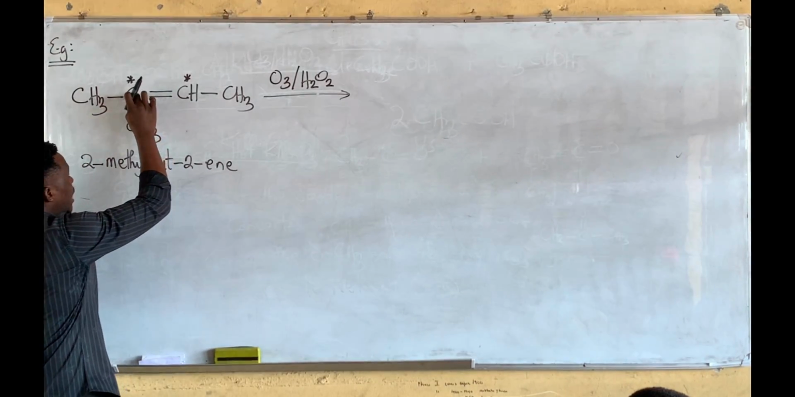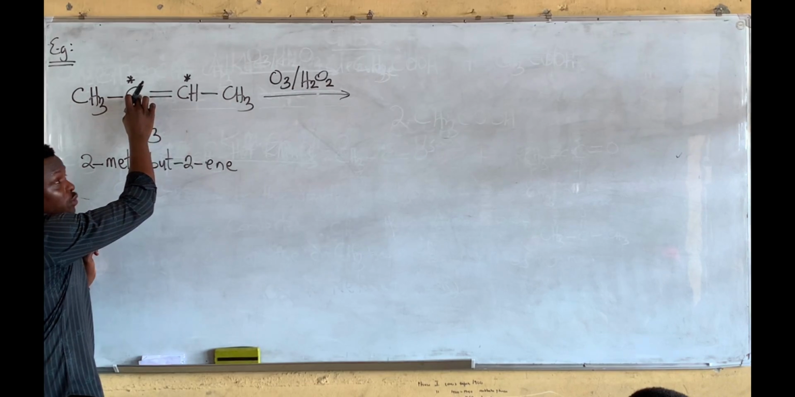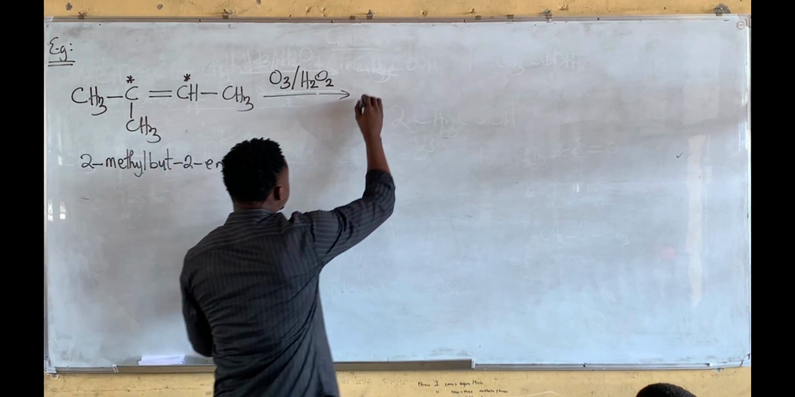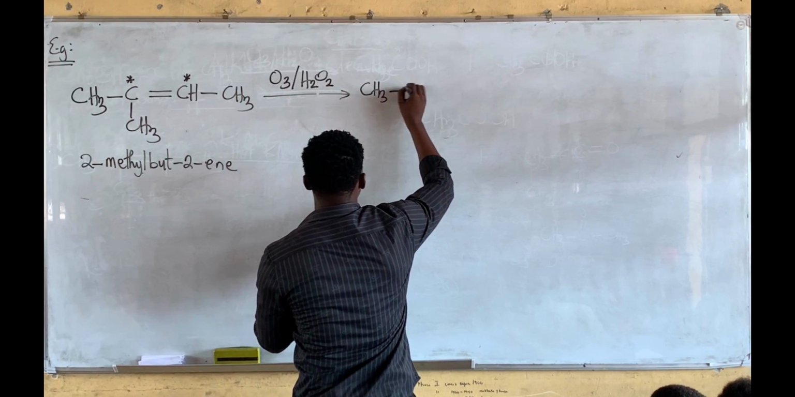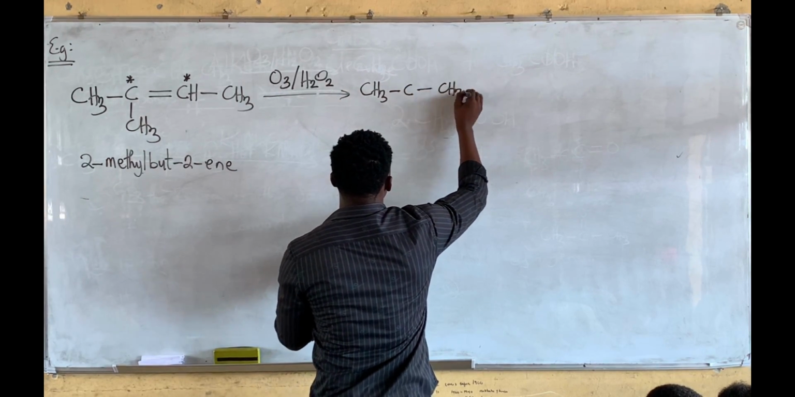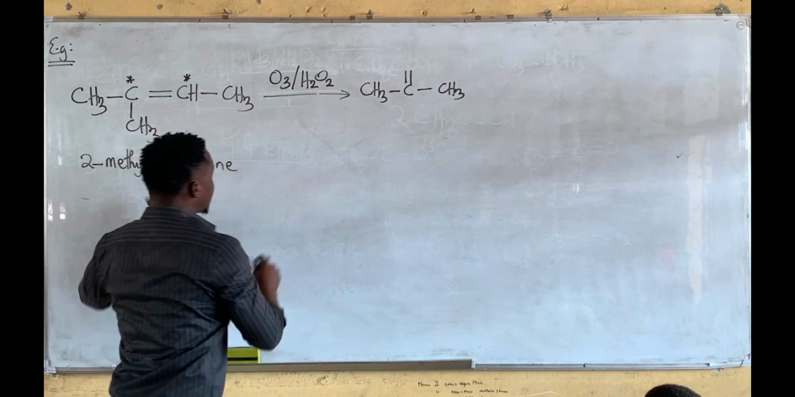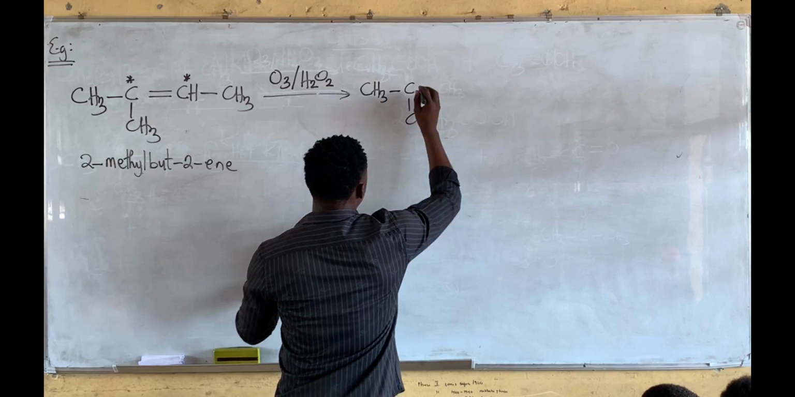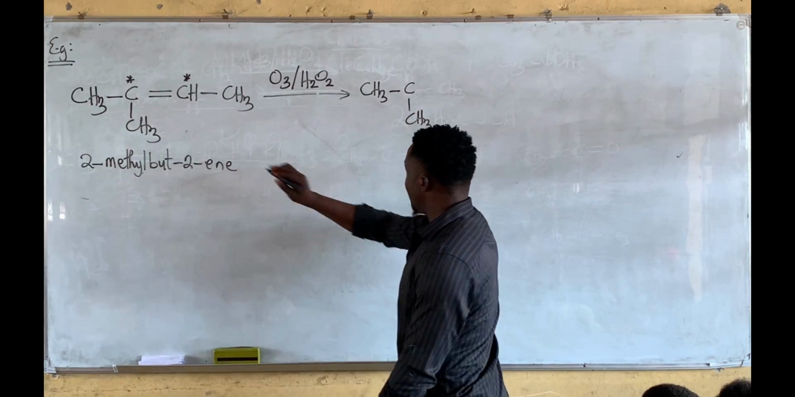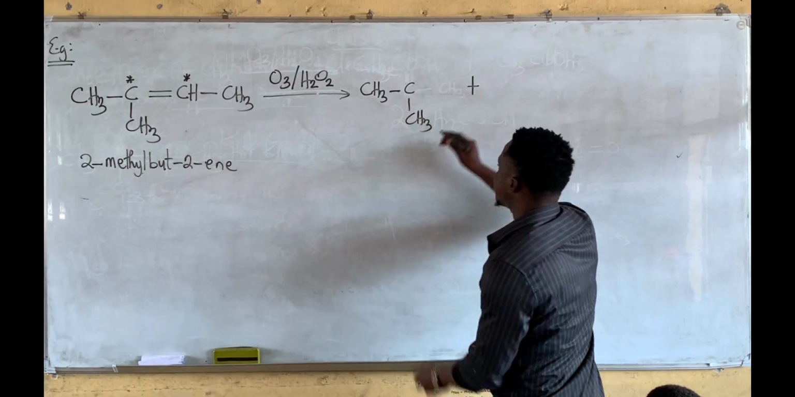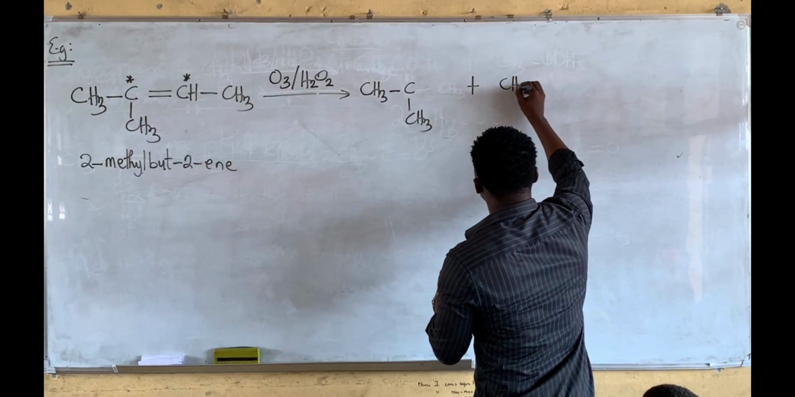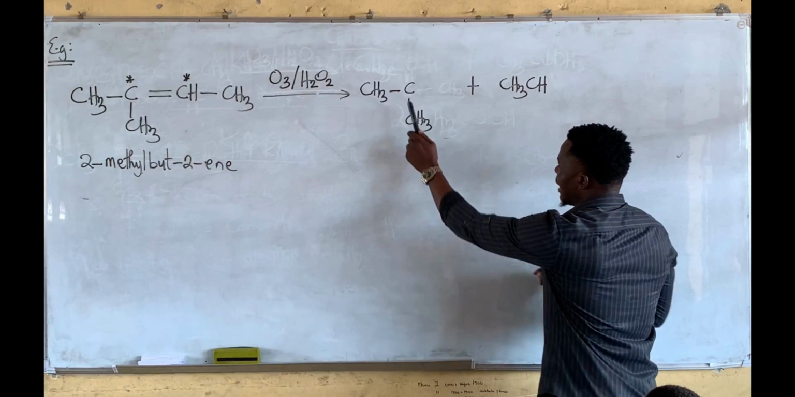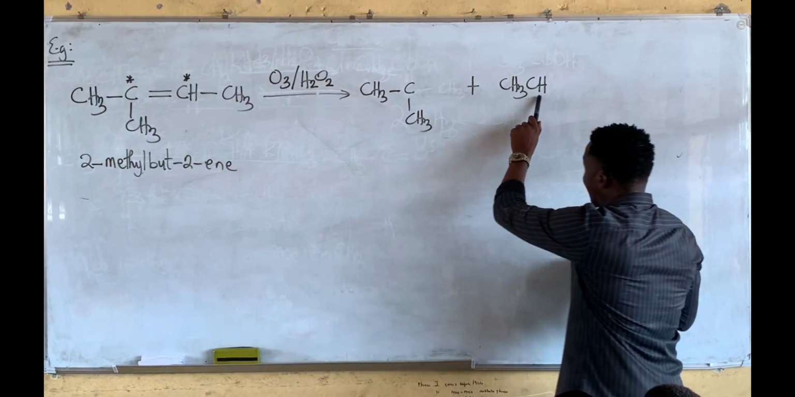Now this one has no hydrogen, so it will be converted to ketone. This one has one hydrogen, so it will be converted to what? So this is what we are going to have. This is CH3, C. Let me do this so as to avoid confusion. Now this is the left hand side, plus our right hand side, which I'm going to write. We have CH3. Now look, this one has no hydrogen. Here has one hydrogen also.